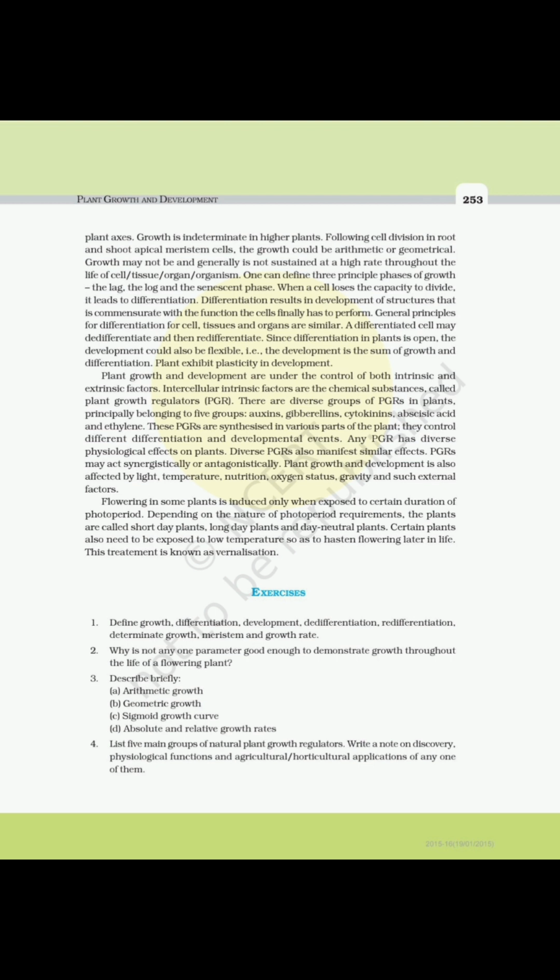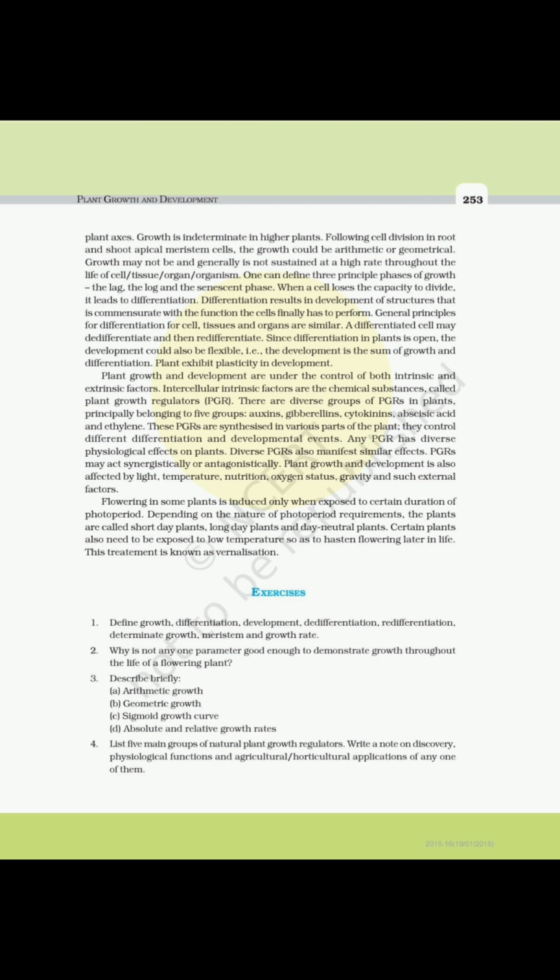These PGRs are synthesized in various parts of the plant. They control different differentiation and developmental events. Any PGR has diverse physiological effects on plants. Diverse PGRs also manifest similar effects. PGRs may act synergistically or antagonistically. Plant growth and development is also affected by light, temperature, nutrition, oxygen status, gravity and such external factors.